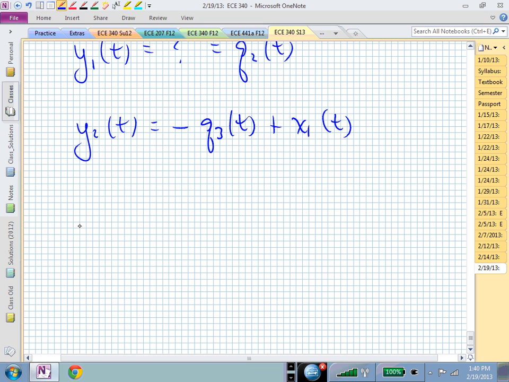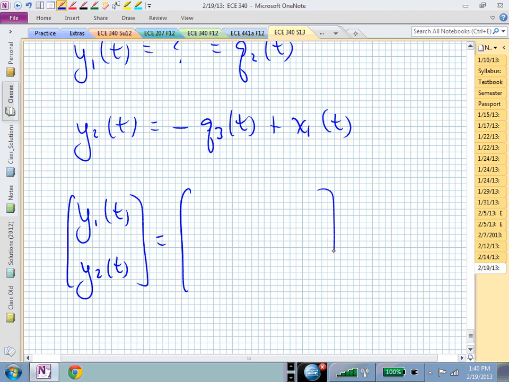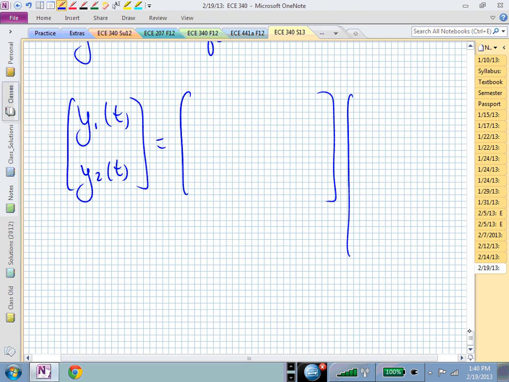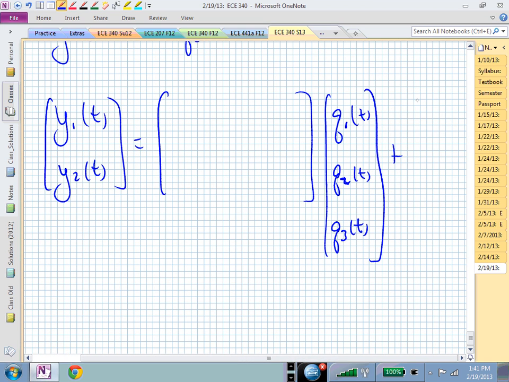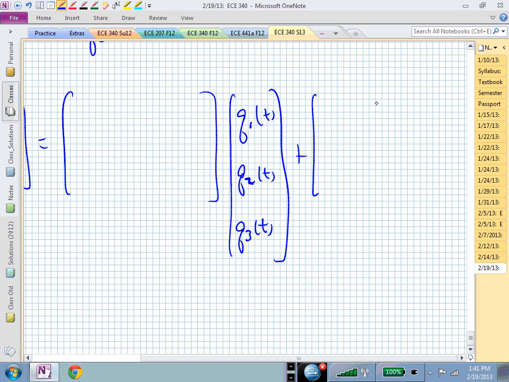What are my D matrices? So if there's my output, here's Q1, Q2, Q3. And then I have a direct feed-through term. And luckily I have an infinitely wide piece of paper.